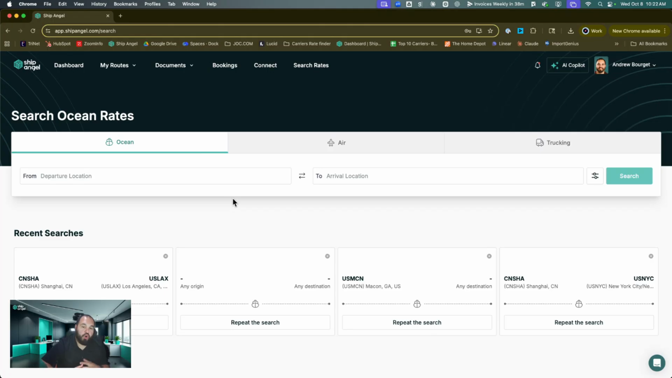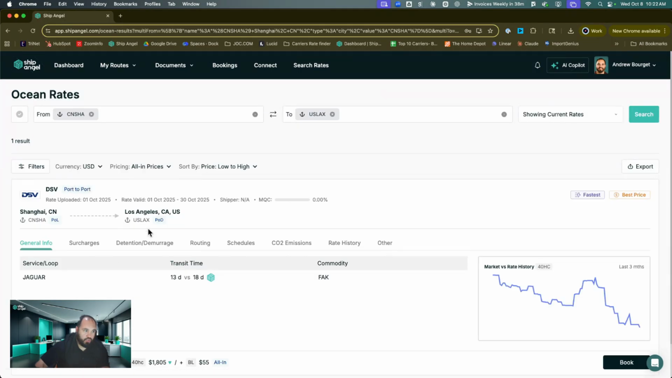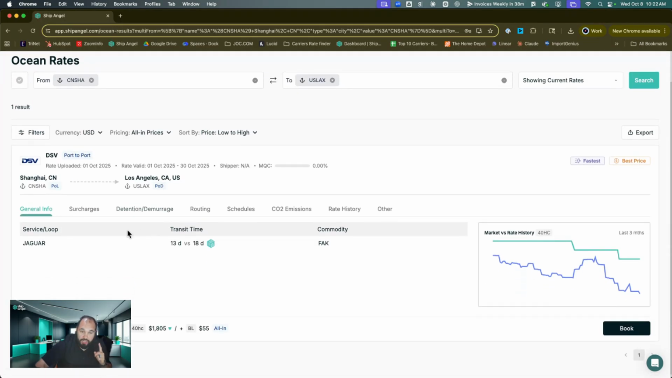Additionally, the most robust version of our ShipAngel platform is inside our ocean section. From here, I'm going to kick off a Shanghai to LA search. What you're seeing here is one result for DSV. What's really important to notice is this is a rate for the spot market, if you will. It's a 30-day validity. It's a short-term rate.